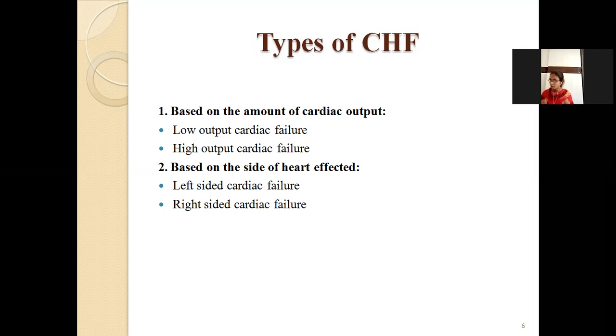Whereas in right-sided cardiac failure, the heart cannot collect the blood from the various parts of the body. So these are the types of congestive heart failure. One is based upon the amount of cardiac output. Next, based upon which side is affected, it may be the right side or the left side.